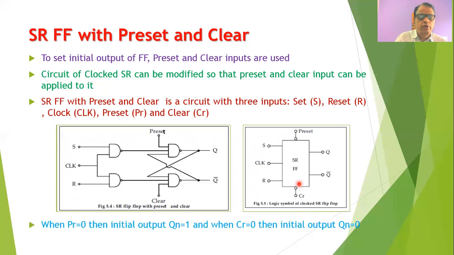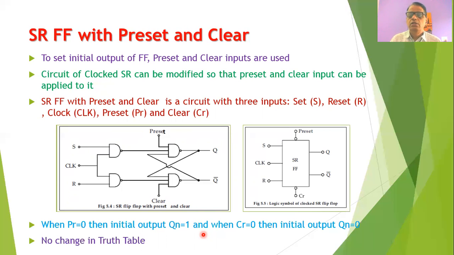So as I told you, when preset is equal to 0, then the initial output Qn becomes 1, and when clear is equal to 0, then the initial output Qn becomes equal to 0. Now one can easily observe that both preset and clear cannot be set to 0 simultaneously, isn't it? When preset is set to 0, clear must be high. When clear is set to 0, then preset must be high. And for normal working of the flip-flop, both preset and clear must be high.